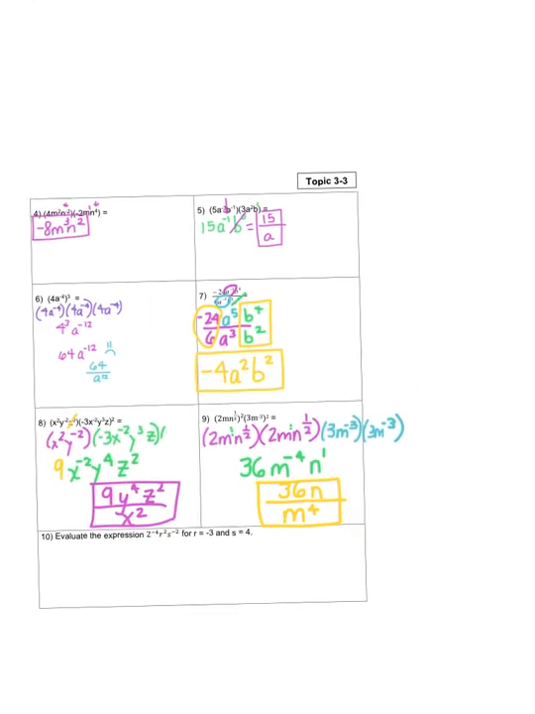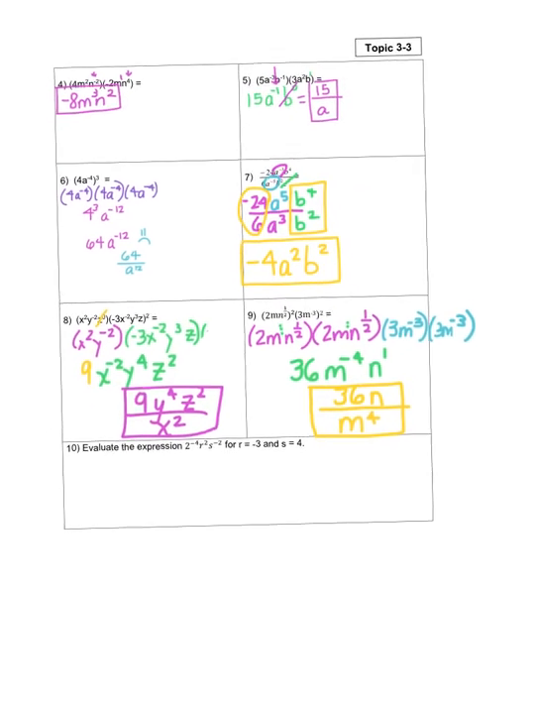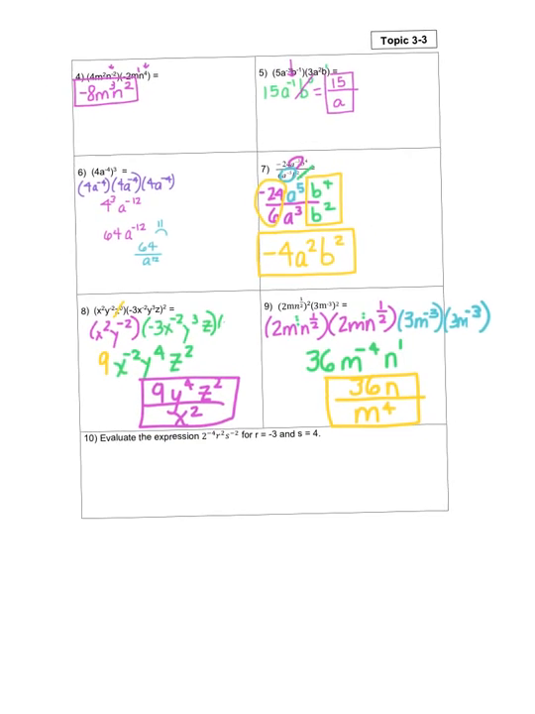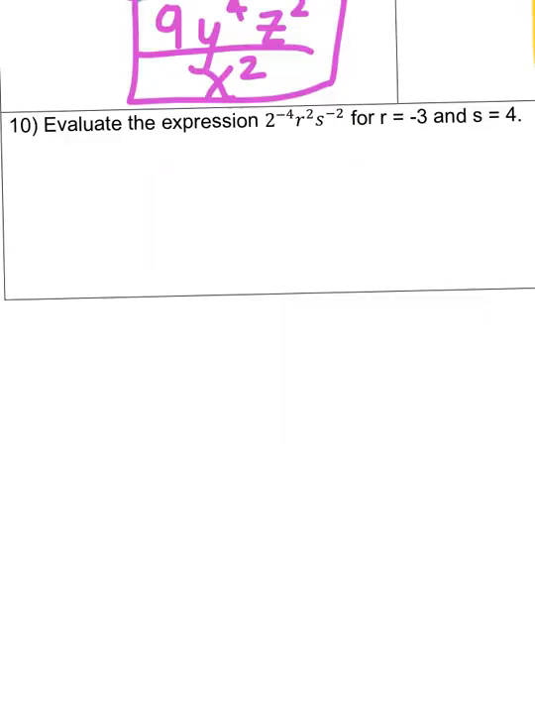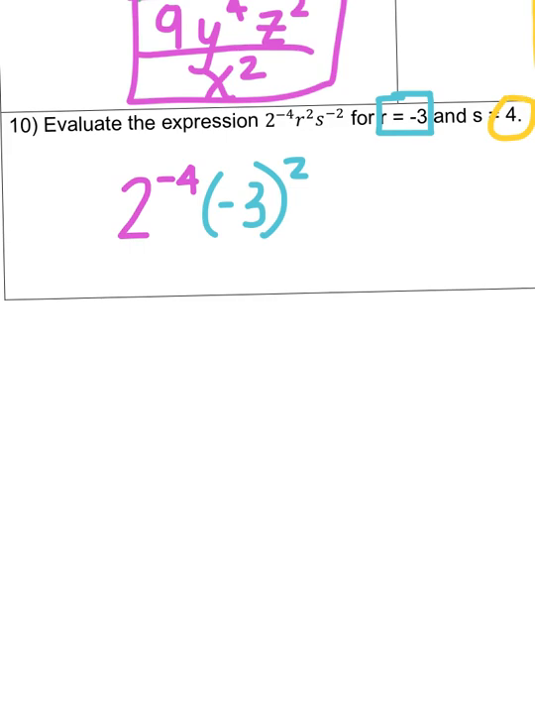Check your answers for 8 and 9, please. And let's do number 10 by evaluating the expression. Remember that when we're evaluating, we're simply solving. So we have 2 to the negative 4th power. Well, we have r, and they've given us a value for r. We will substitute that value. It's negative 3 squared. And then for s, the value is 4. So that would be 4 to the negative 2nd power.